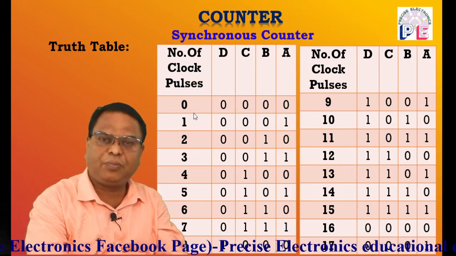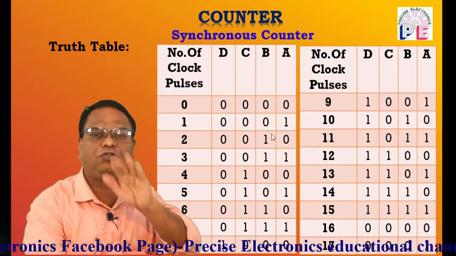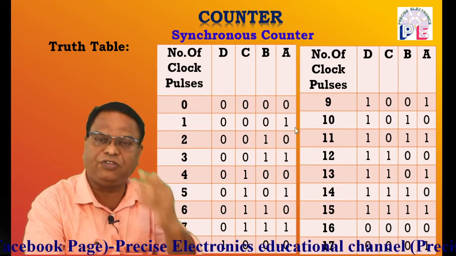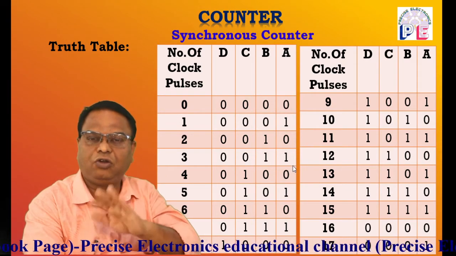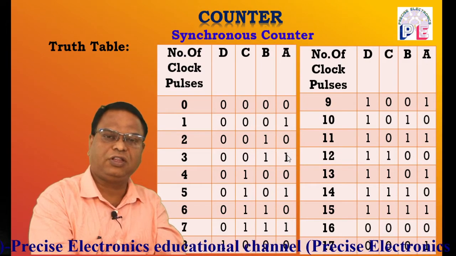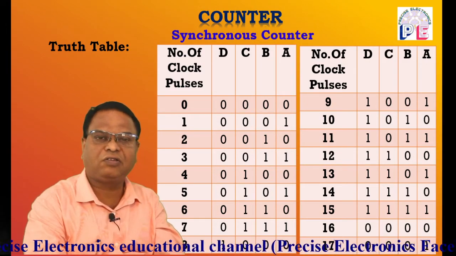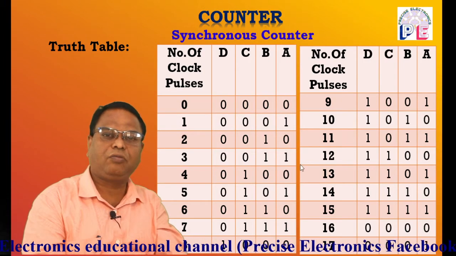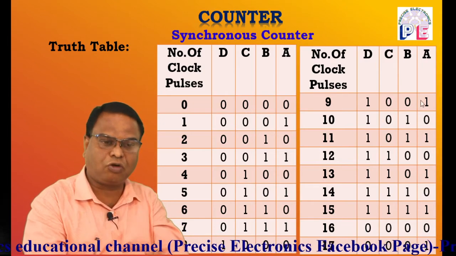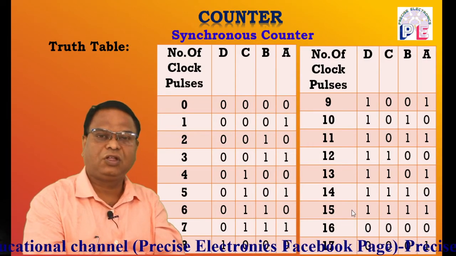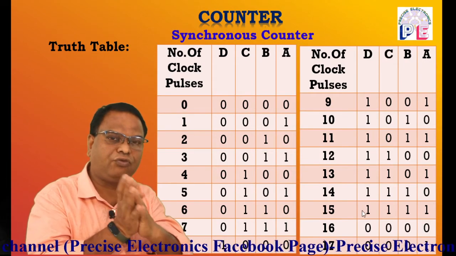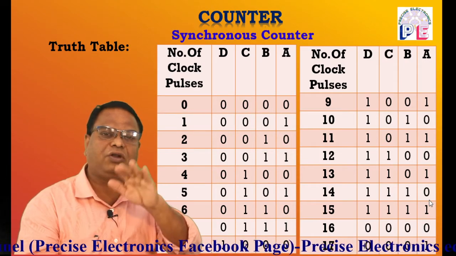When the first clock appears, the output of the counter is 0, 0, 0, 1. Second, it is 0, 0, 1, 0. Third, it is 0, 0, 1, 1. Fourth, 0, 1, 0, 0. That means with every clock pulse, the count increases by 1. So at the 15th clock pulse, the output of the counter is 1, 1, 1, 1. 15, that is 1, 1, 1, 1.